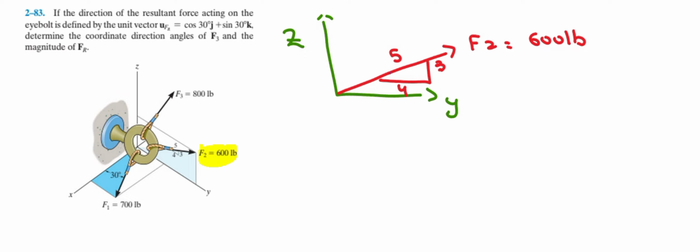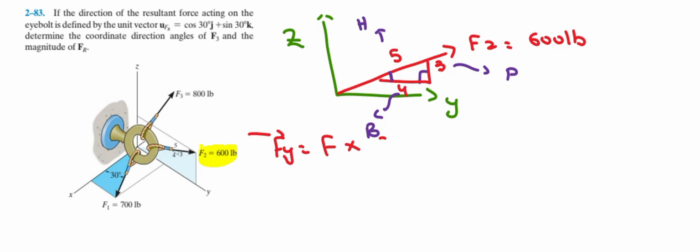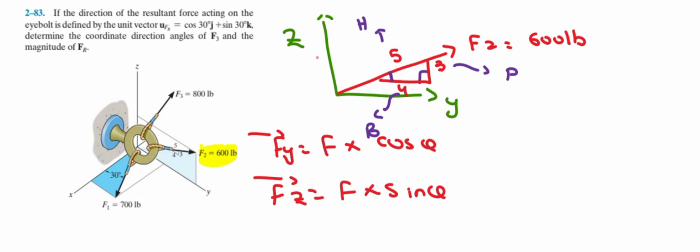Now resolve this F2 force into its particular components. This is theta and the opposite side of theta is the perpendicular, and this is 90 degree. The side where the two angles meet is known as the base, and the opposite side of 90 degree is the hypotenuse. The resolution of F2 force is written as Fy equal to F cos theta, and Fz equal to F sine theta. They both are positive because they both are acting towards the positive direction. So F is 600, and cos theta is base upon hypotenuse, and 600 sine theta is perpendicular upon hypotenuse.